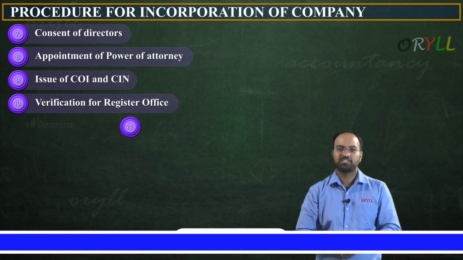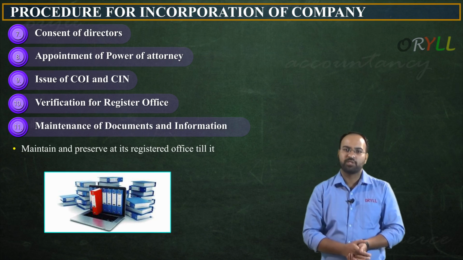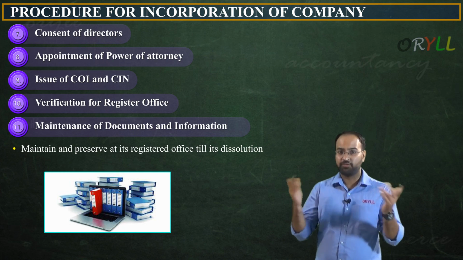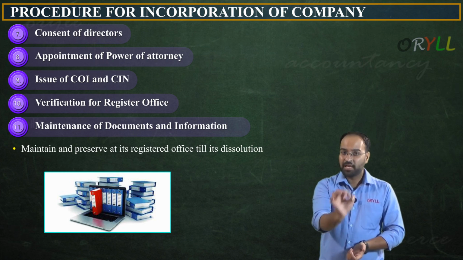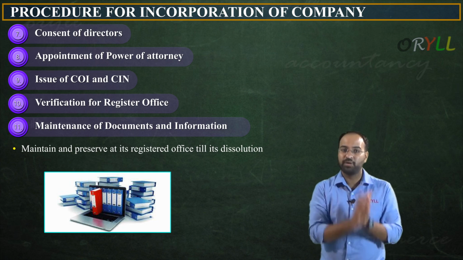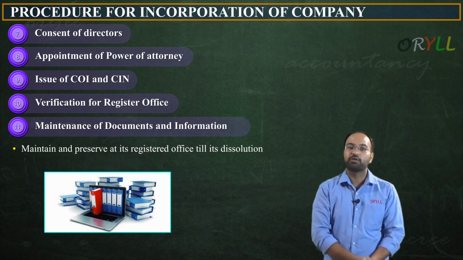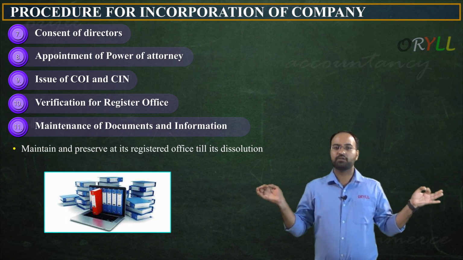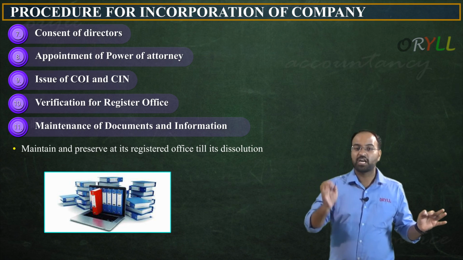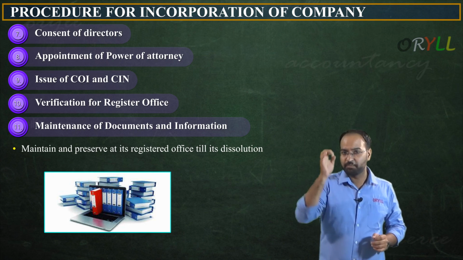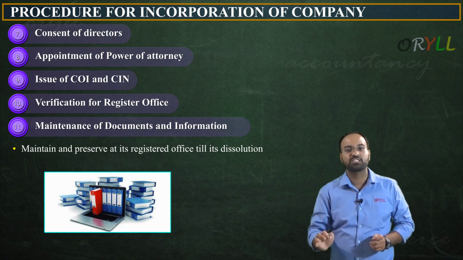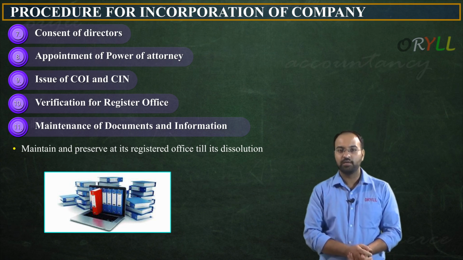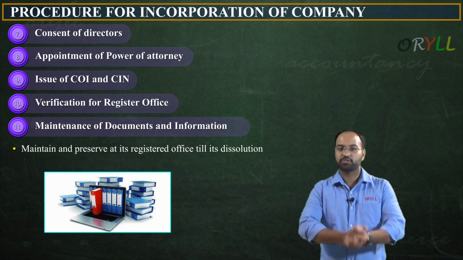Now the eleventh and last step is maintenance of documents and information. Whatever documents we have prepared and whatever documents and information we are filing, all of these we have to maintain and preserve at our registered office till the company is alive. So maintenance of documents and information regarding the incorporation shall be maintained and preserved at the registered office till the dissolution of a company. So these are the detailed steps or procedure for the incorporation of a company.